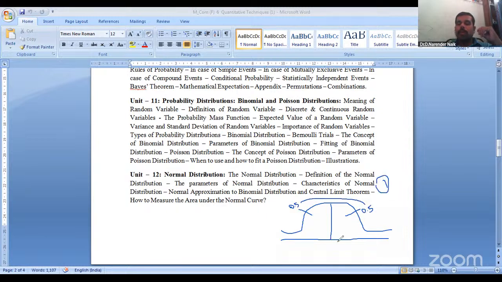This is the place we call X bar, the mean. Then 1, 2, 3, 4, 5, 6 on this side. These values show a positive sign. Then on the other side, this is -1, -2, -3. This side has negative inferences.